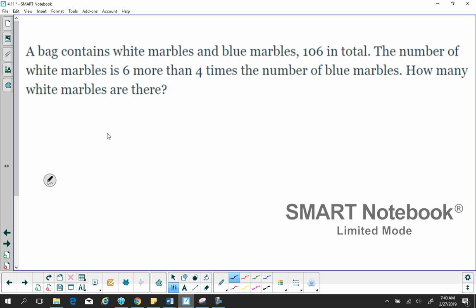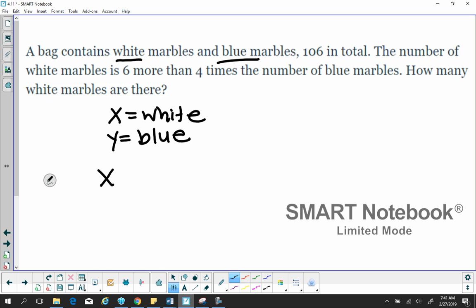This one is the marble one, so it will say marble ones in your thing. And so remember, I have to label it. So if white comes first, X will be white. And so this one's on the back. I'll go over this one, so if you want to go over it with me, just so you have a little reference in case you need it for Delta Math. So X is my white marbles, and since blue comes second, Y will be my blue marbles. And it says it contains 106 in total. So I know my white marbles plus my blue marbles is 106.